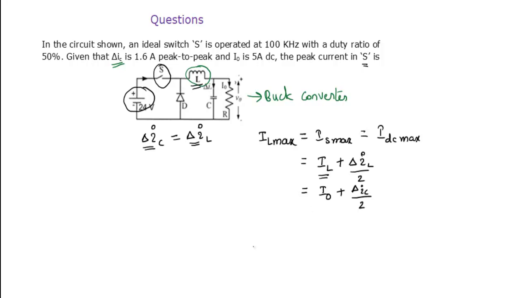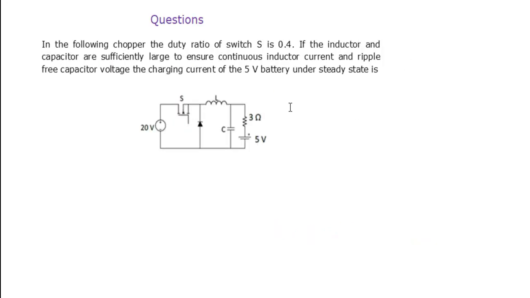So now substitute the values. The maximum current flowing through the switch is nothing but I naught, given as 5 ampere, plus delta IC, given as 1.6, divided by 2. That means 0.8. That means 5.8 ampere is the peak current flowing through the S. So that's the answer. Move on to the next.